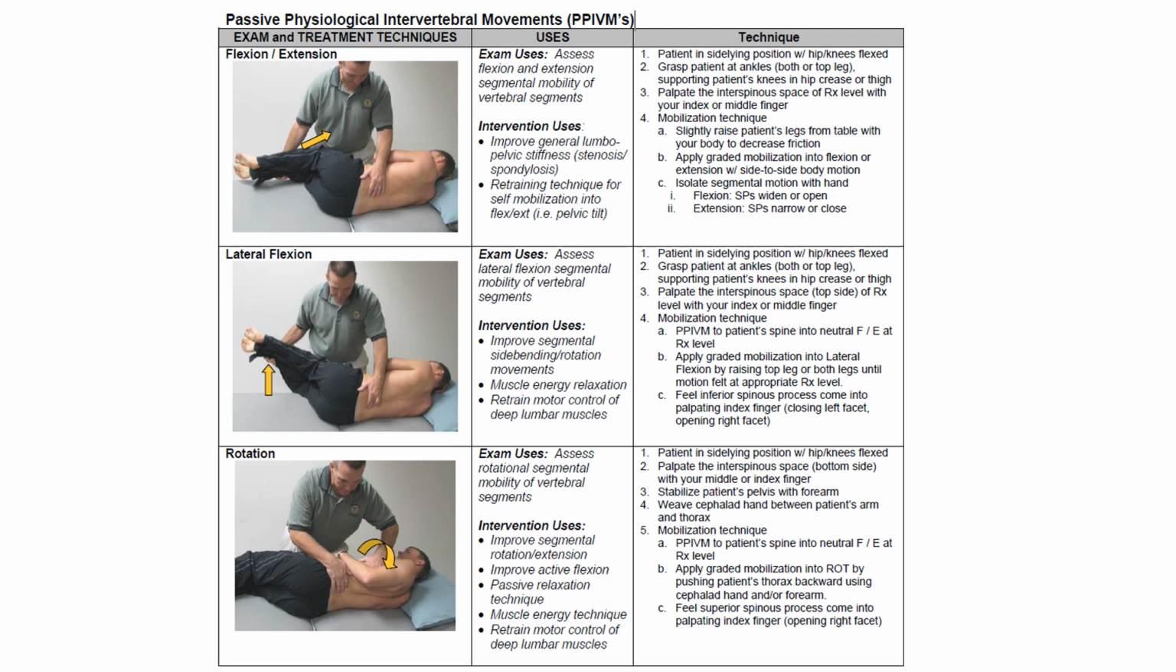The one thing I want to point out is that you can use these PIVMs we mentioned for examination purposes to determine if a segment is hypo or hypermobile, to determine end feel. We can also use it for intervention, and so these are for patients who potentially are severe or irritable, and we just want to begin to get some mobility moving through the spine, and so these techniques can be used for that as well.